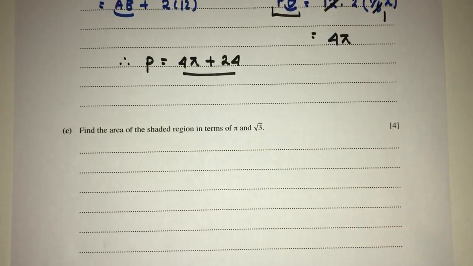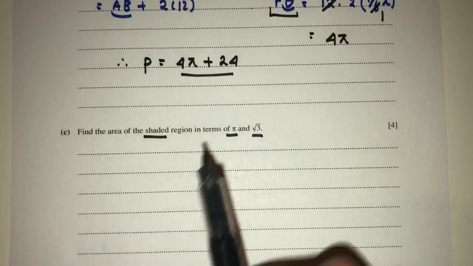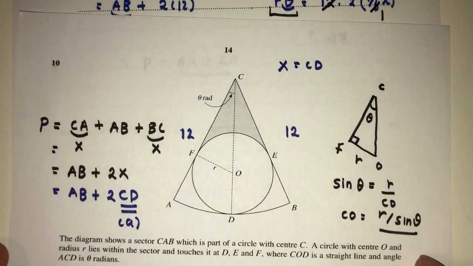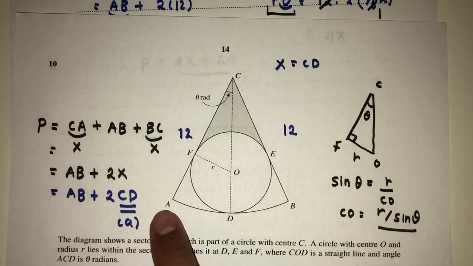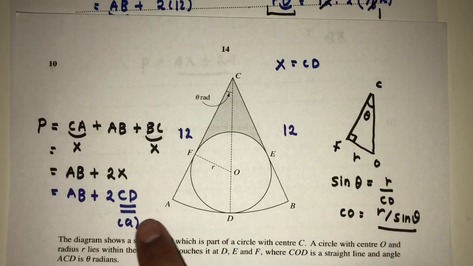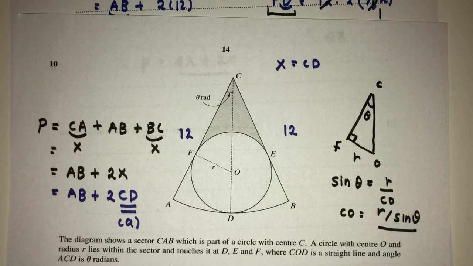Now for part C, we have to find the area of the region in terms of this and this. So how can you find the area of this region? Let's see. We can first find the area of everything, if you want to, and then we can minus the one that we don't want. So that's one method to look at this.